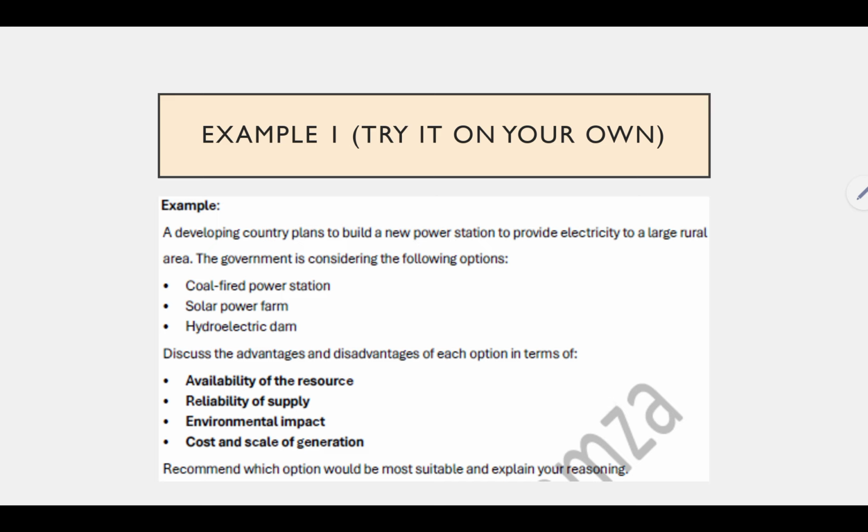Here's another example. You can try it on your own and then unpause the video when you're done. A developing country plans to build a new power station to provide electricity to a large rural area. The government is considering the following options: coal-fired power station, solar power farm, and hydroelectric dam. We need to talk about the advantages and disadvantages of each in terms of availability, reliability, environmental impact, and cost and scale of generation. Then I'd recommend which option would be the most suitable.